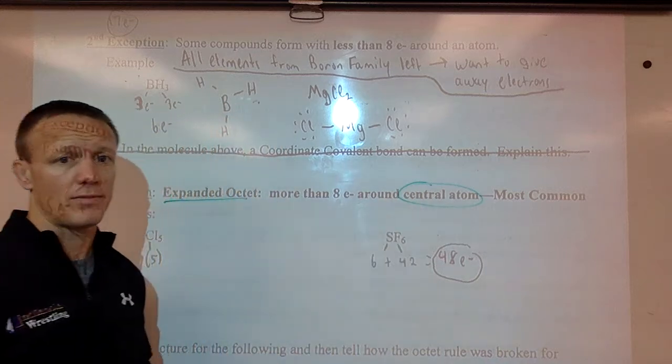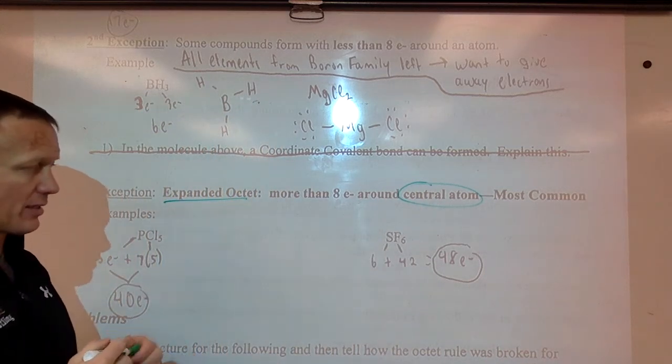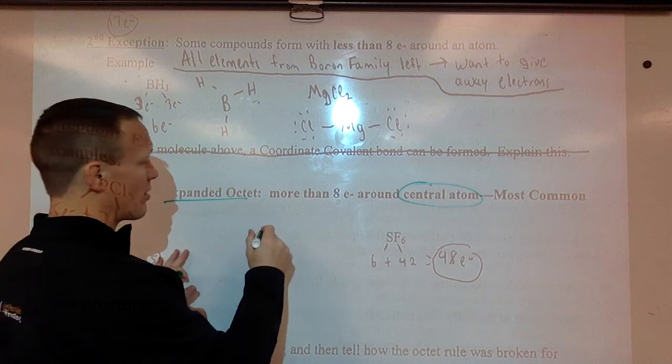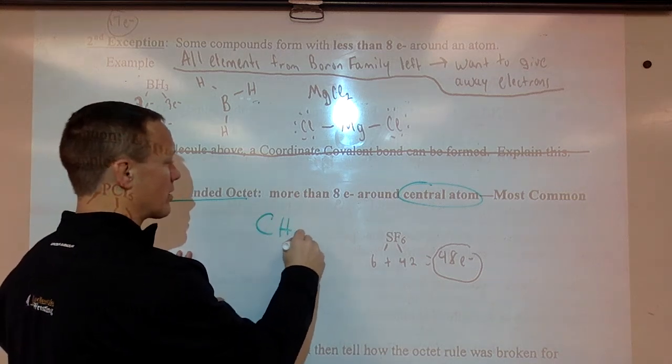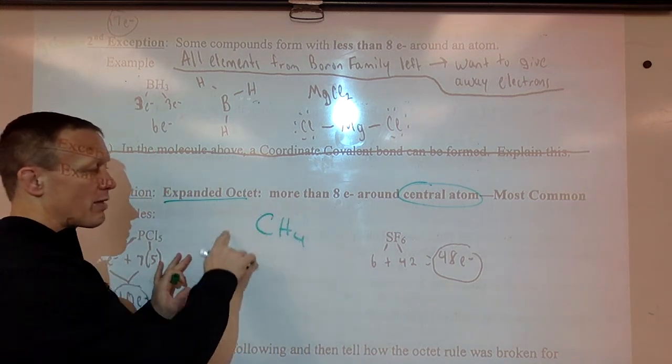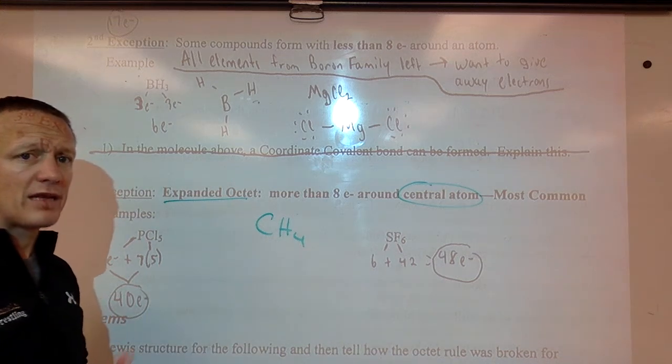More than 8 around the central atom. It's pretty easy to tell this. If you have a compound like CH4, you know there's a carbon with 4 things around it. That is not going to be an expanded octet.